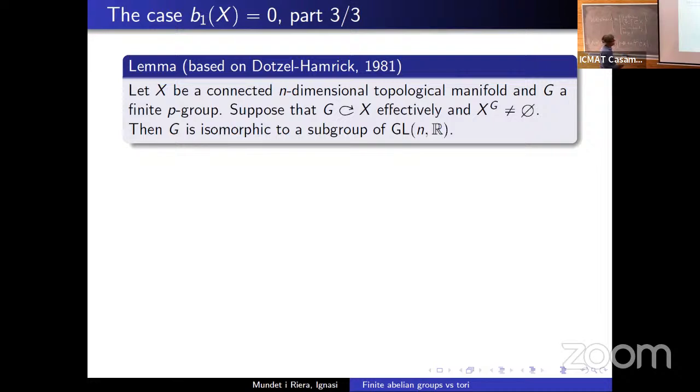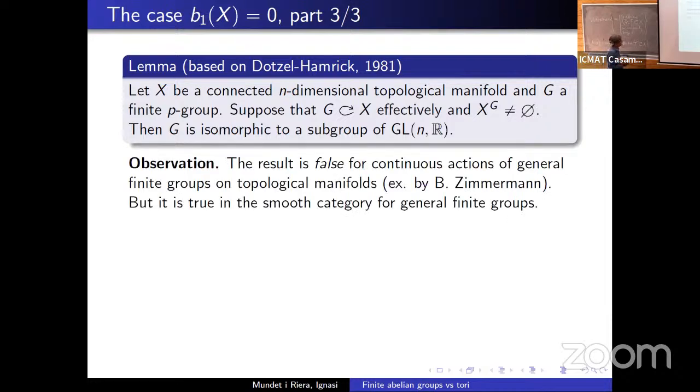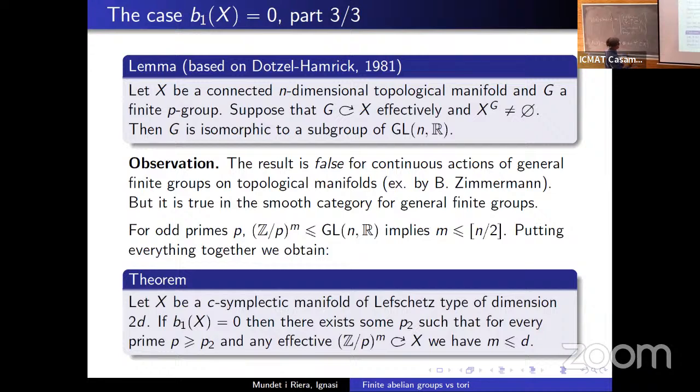What makes this lemma rather non-trivial is that I'm talking about continuous actions on topological manifolds. In fact, the lemma is not true if you relax the condition of G being a P group. So it's not true in general for arbitrary finite groups. But it's certainly true if you consider smooth actions on those manifolds. In that setting, it's an easy exercise. Now, for odd primes P, if you have a subgroup of GL_n(R) which is isomorphic to Z mod P to the M, then M is at most n divided by 2.